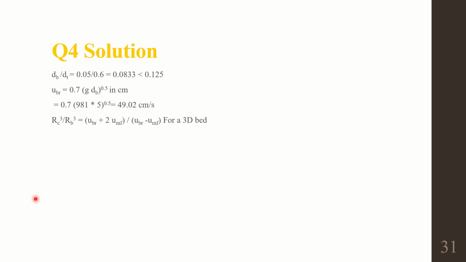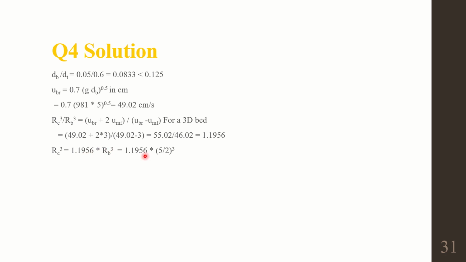After that we are calculating RC cube by RB cube, which is given by this formula for a 3D bed: UBR plus 2 UMF divided by UBR minus UMF. We know UBR as 49.02 centimeter per second plus 2 times UMF, UMF is 3 centimeter per second, divided by 49.02 minus 3. On the whole we are getting 1.1956, where RC is the radius of the cloud and RB is the radius of the bubble. And RC cube is equal to 1.1956 times RB cube.